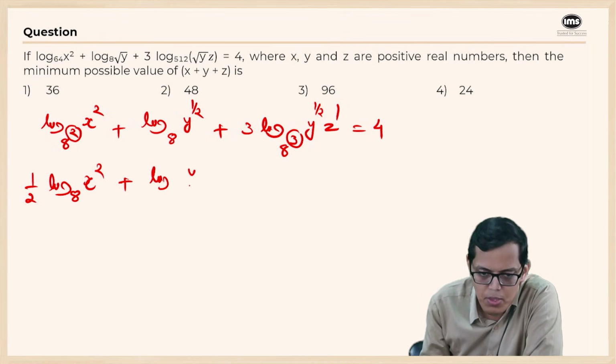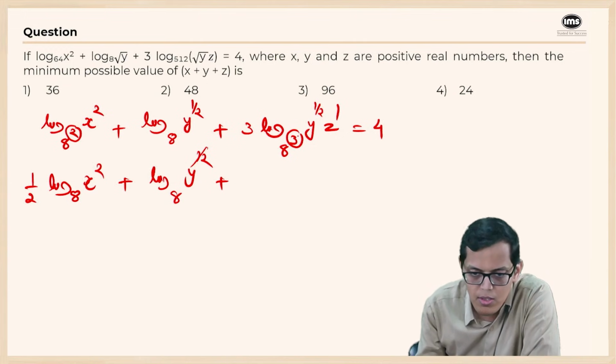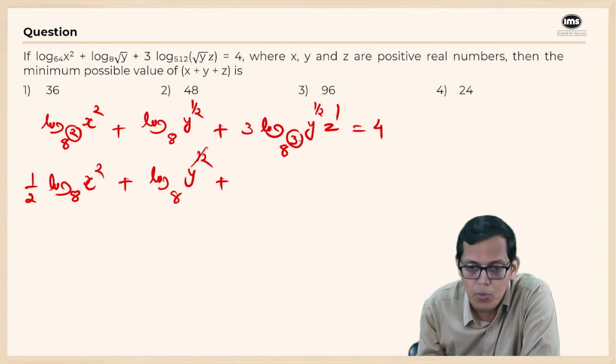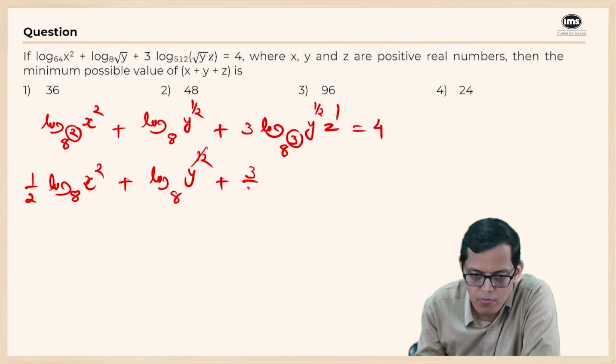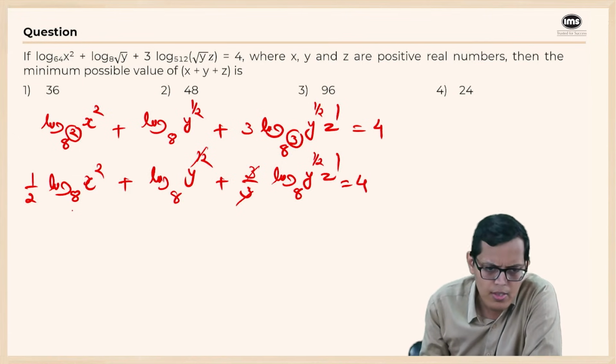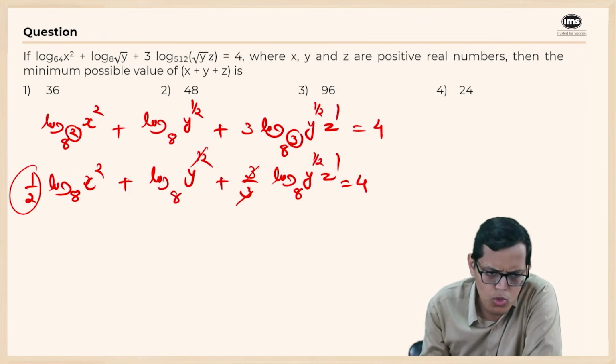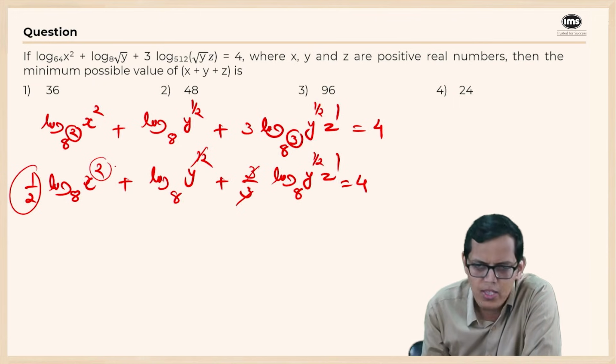Similarly, the second term will be unchanged. It is already ready with base 8. However, the third term has 8 raised to 3 in the denominator. 3 will come out in the denominator just to get cancelled out eventually. Right. It's time for simplification. This 1 by 2 will go up here, will get multiplied, will get cancelled.